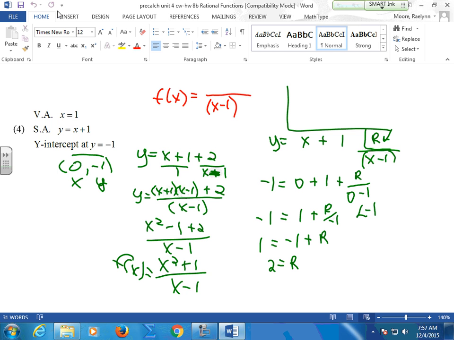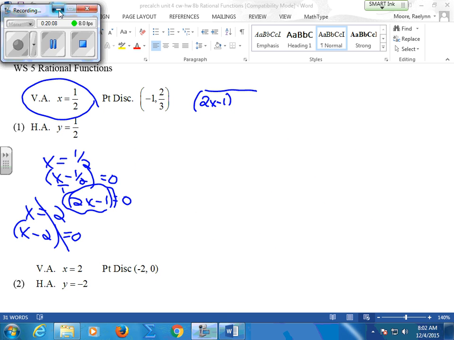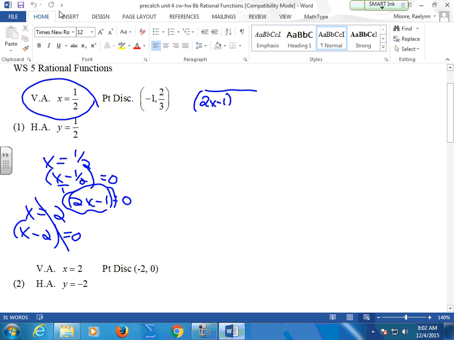Are we okay with this? Do you want to try a point of discontinuity one? How about do number 1? What else do you know? So what else? X plus 1.